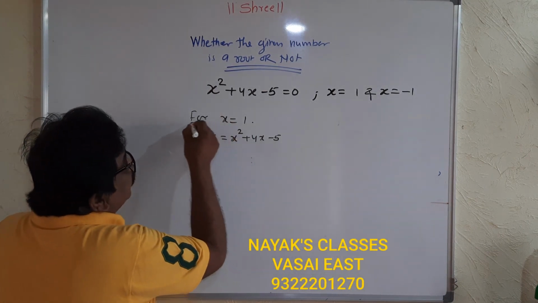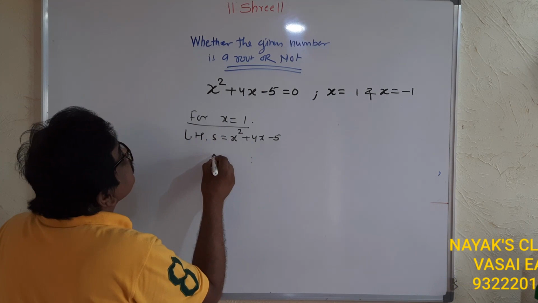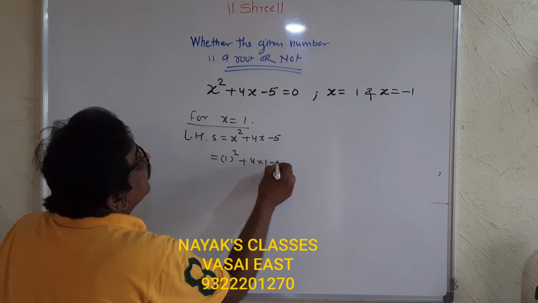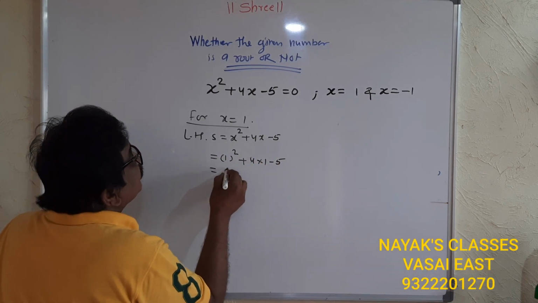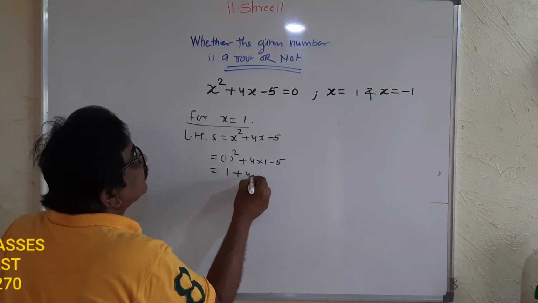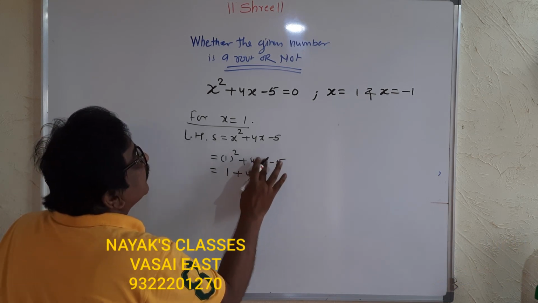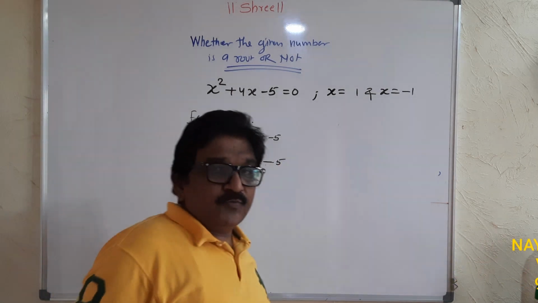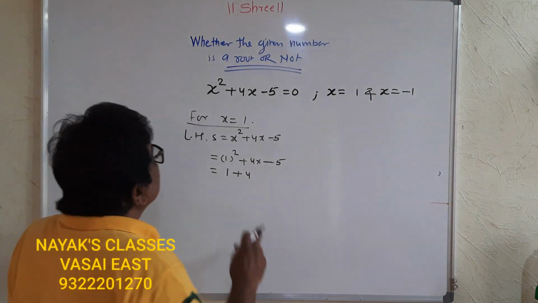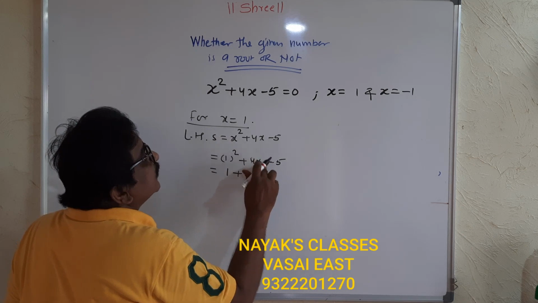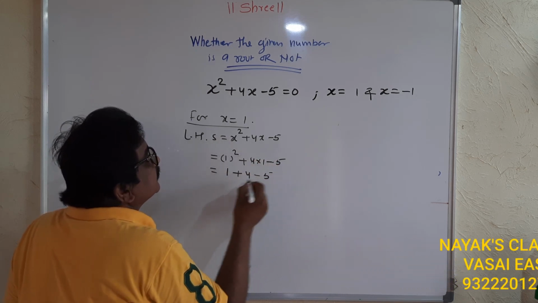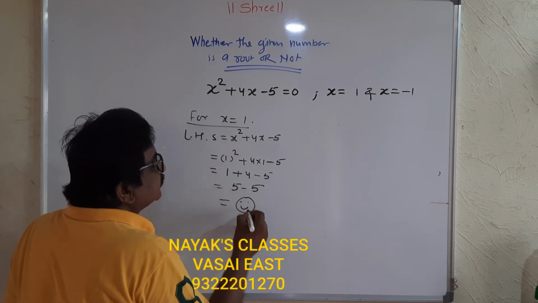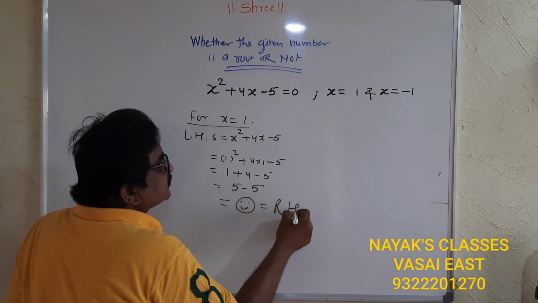So, for x equal to 1: 1 square plus 4 into 1 minus 5. 1 square is 1, 4 into 1 is 4, and minus 5. So 1 plus 4 is 5, 5 minus 5 is equal to 0, which is equal to RHS.